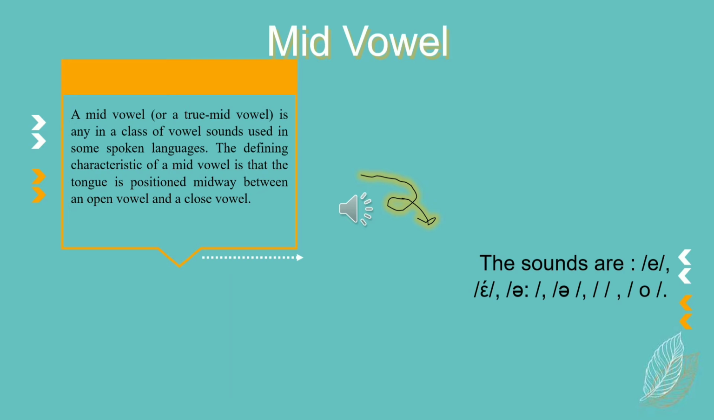Mid vowel, or a true mid vowel, is any class of vowel sounds used in some spoken languages. The defining characteristic of a mid vowel is that the tongue is positioned midway between an open vowel and a closed vowel.